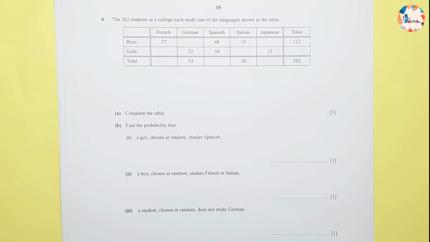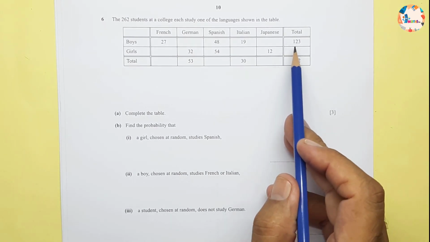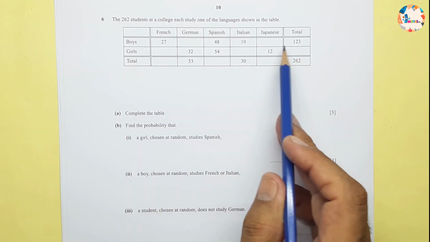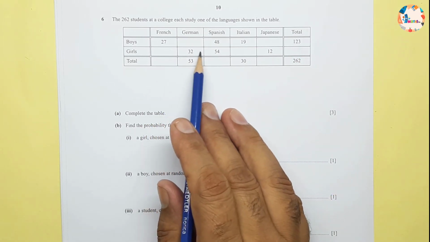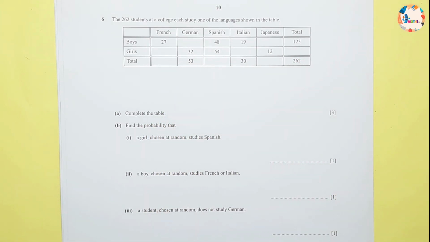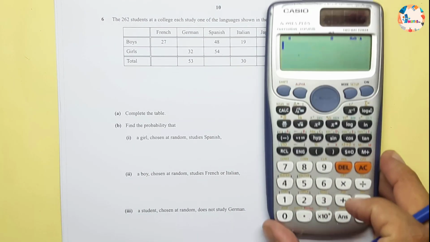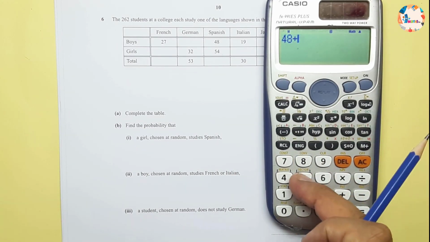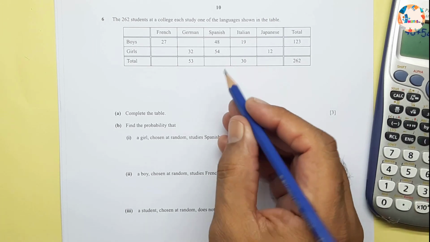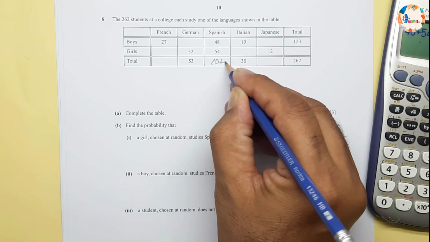Question number 6. The 262 students at a college each study one of the languages shown in the table. So these are the languages shown. They have given some numbers, and basically some numbers are missing which we have to tactfully get. For example, these two numbers are given, so we can add these two: 48 plus 54 will be equal to 102. So we can write here 102.